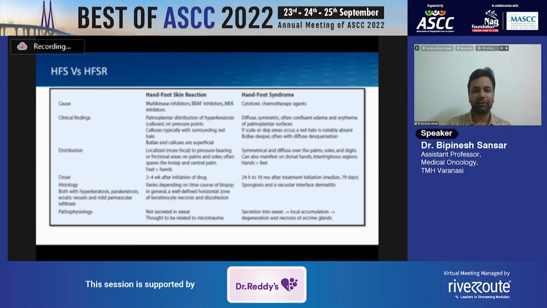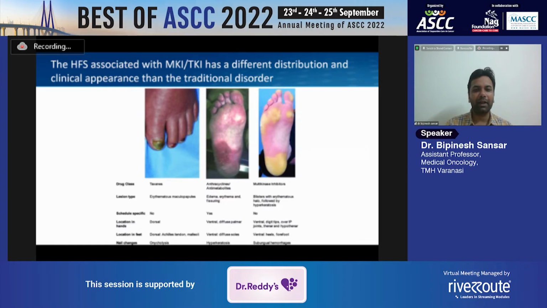Whereas for cytotoxic chemotherapy, the mechanism is secretion into sweat glands and local accumulation, and this causes the degeneration and necrosis of eccrine glands. As you can see in the picture on the right side, the HFS is more on the pressure points, and in the middle one, it's more diffuse. And one more thing, with taxanes it can also involve the dorsal surfaces, as in the picture on the left.